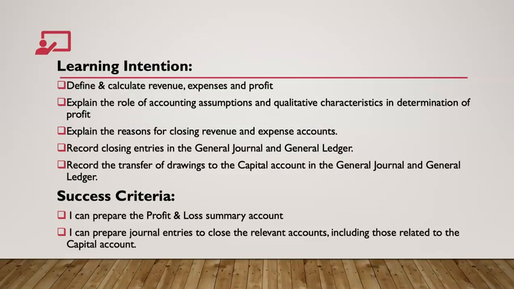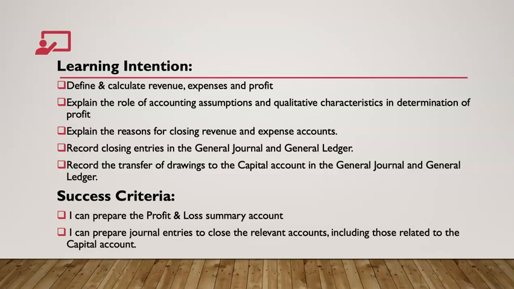So once you've done that, let's go through the learning intentions. The learning intentions of this chapter are to do 5 things. Firstly, you need to be able to define and calculate revenue, expenses, and profit, and also explain the role of accounting assumptions and qualitative characteristics in determining profit. If you're looking at that and going, I don't know this, you're not going to see the answers to that in this video. There is a previous video called What is Profit that will go through those aspects. This video is going to focus purely on the last 3 learning intentions.